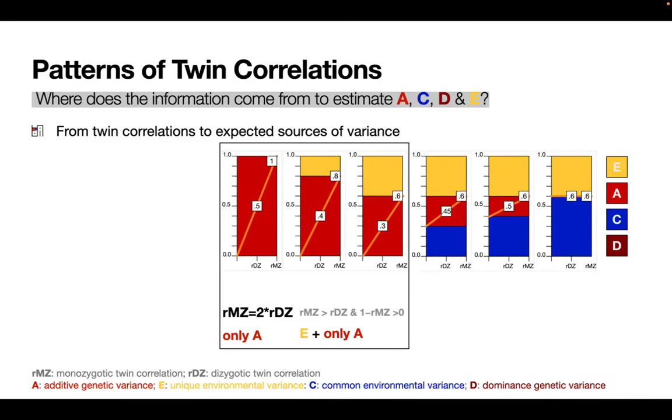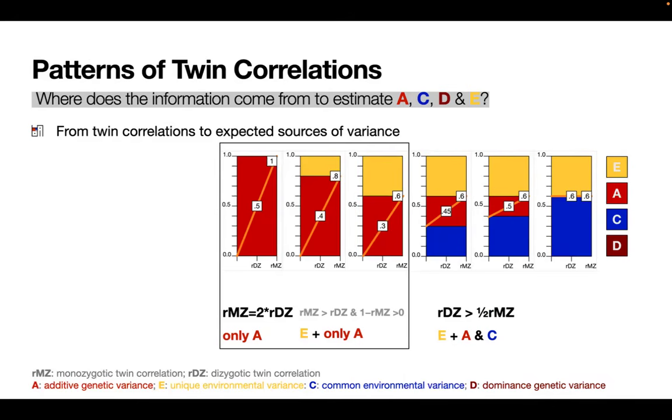In the next scenario, we keep the unique environmental component the same, with an MZ correlation of 0.6 in each case, but now the DZ correlation is no longer half the MZ correlation, but greater than half the MZ correlation. So this could result from the fact that shared or common environmental factors, in blue, increase the correlation not just of MZ, but also of DZ twins, and they do so to the same extent, which is indicated by the blue portion at the bottom of the graph.